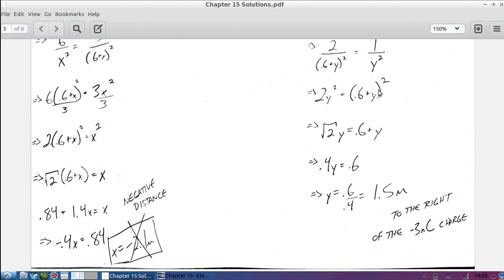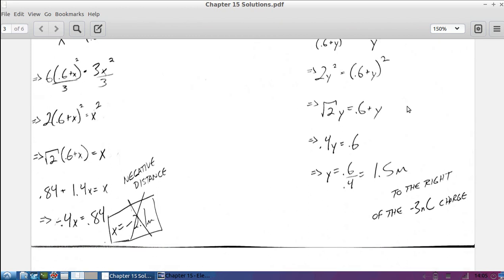Root 2 y is 0.6 plus y. I don't factor this out and try to make it look like a quadratic or anything. So root 2 y is 0.6 plus y. Root 2 is roughly 1.4. So I'm going to subtract a y from both sides. 1.4 minus 1 is 0.4, and I have 0.6 on the right side. Divide both sides by 0.4, and I get a positive y value, so that's good.